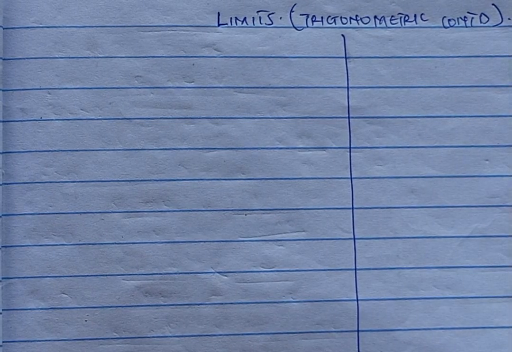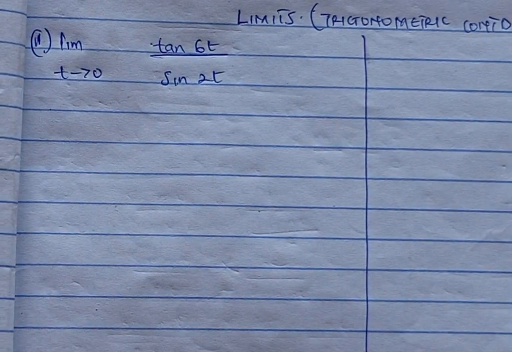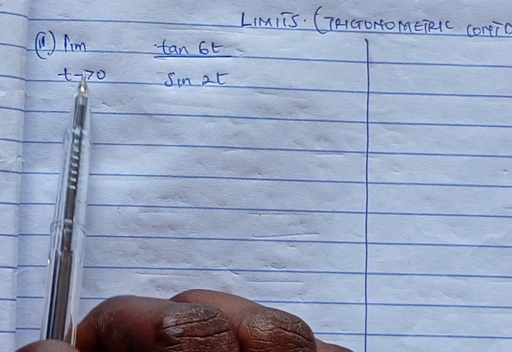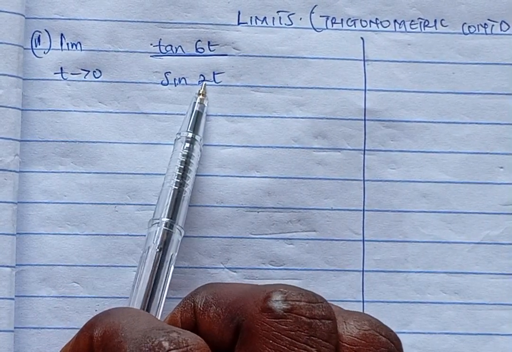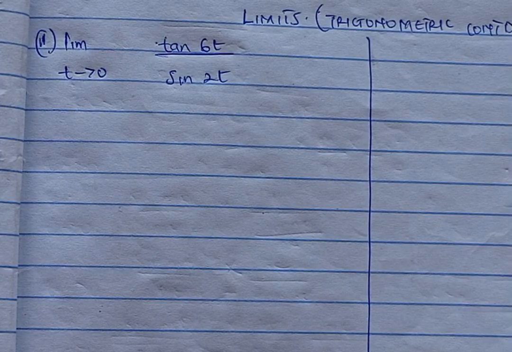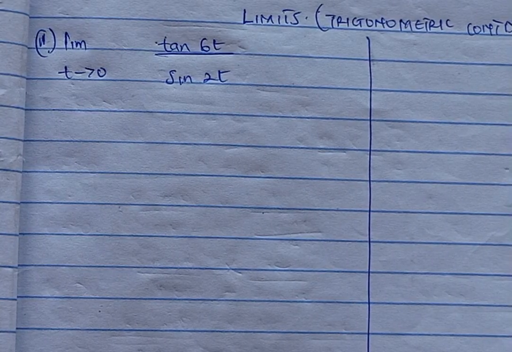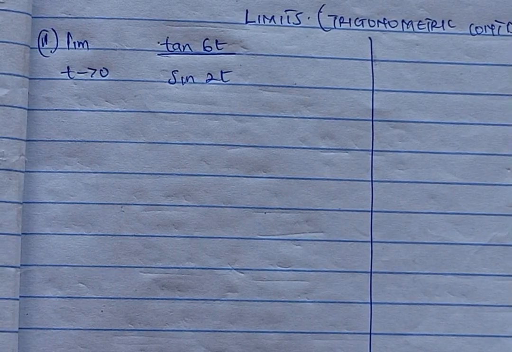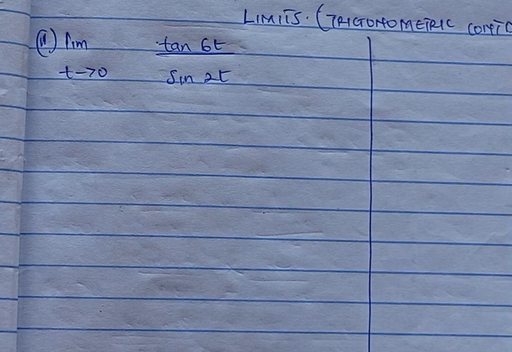Now let's go. Follow me as I solve these questions. This is our first question. It states: limit as t tends to 0 of tan 6t over sine 2t. I've already posted the trigonometric standard limits that we will be using when solving the question. If you have not watched the previous video, make sure you go and watch it before attempting this one, as it will really help you to understand all this.